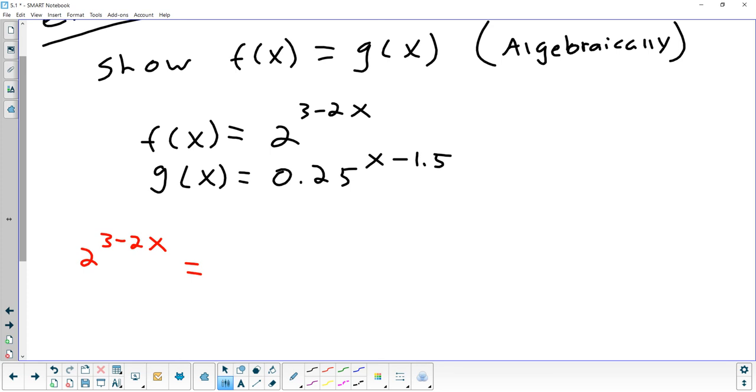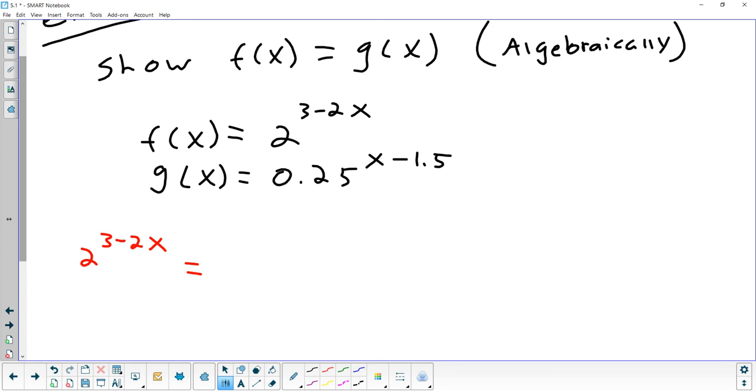Distribute the 2 to the 3 minus 2x. So where, I'm sorry, where do you see the distributive property? When you do 2 times 3, you get 6, and 2 times minus 2x, you get 4 minus 4x. There's no distributive property that would apply in this situation. Yeah, there's no way we can do any kind of distributing.